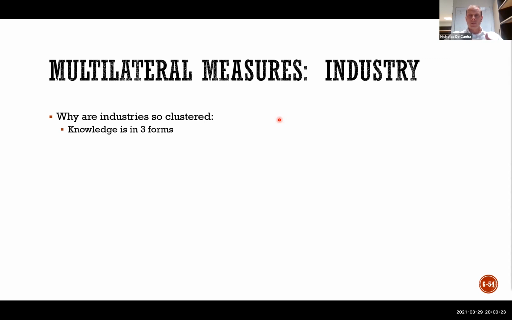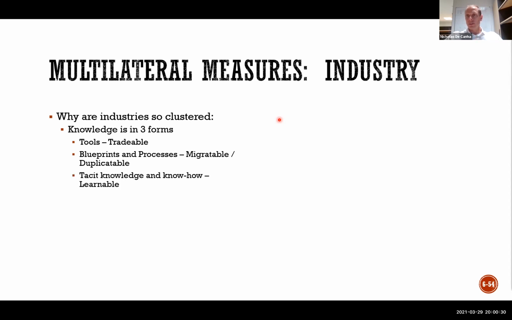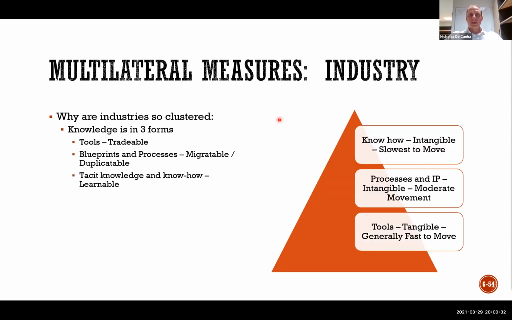Why are industries so clustered? We actually touched on this. There are three forms of knowledge. You have tools, you have blueprints and processes, which are migratable, and you have know-how. And if you remember, we said that tools were the fastest to move. You can move equipment, machinery, Suez Canal aside, you can get it anywhere you want pretty fast. Processes and IP you can train, but this know-how, this kind of intangible knowledge of how the process needs to work, is actually quite slow to move.